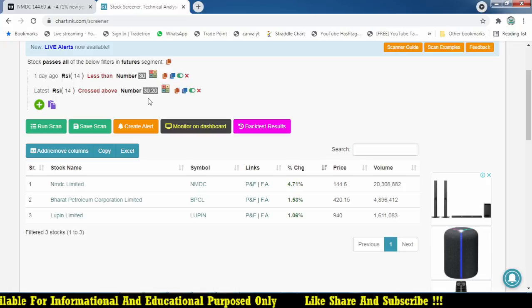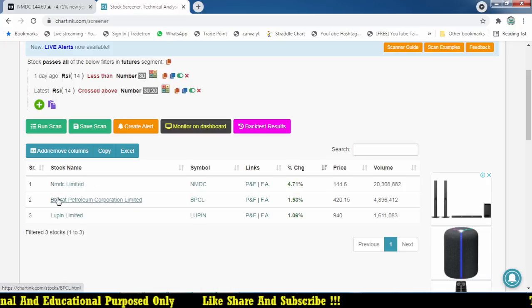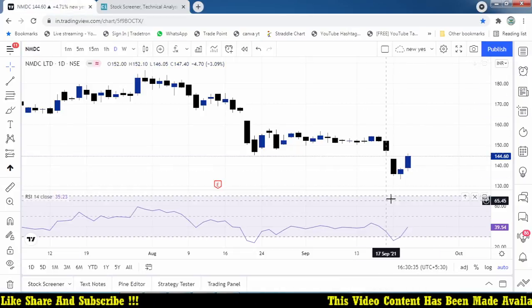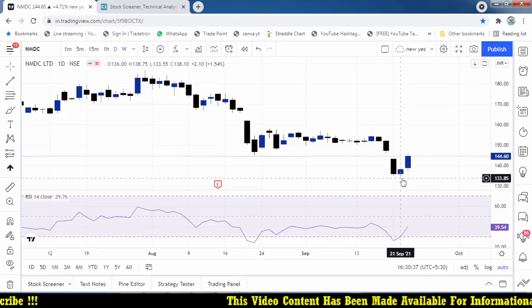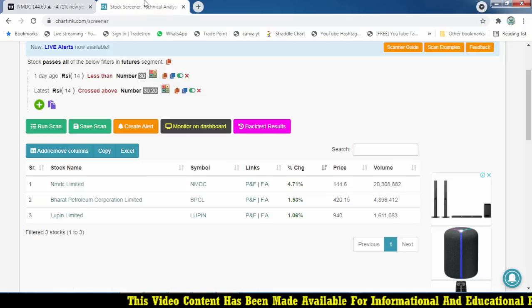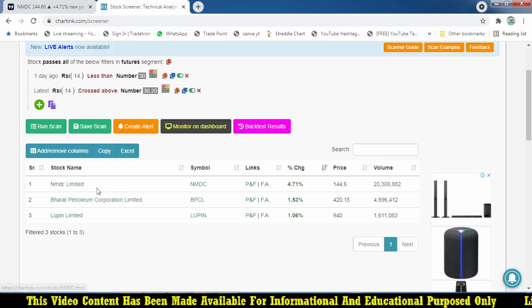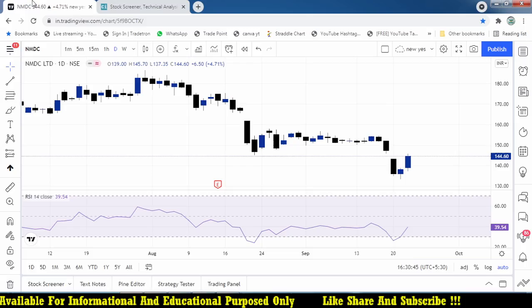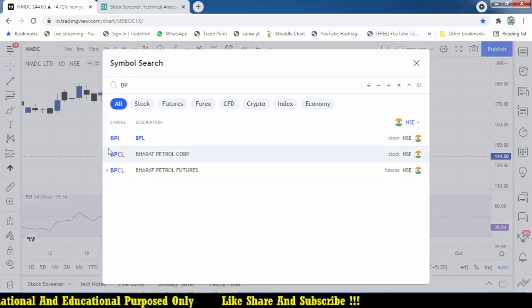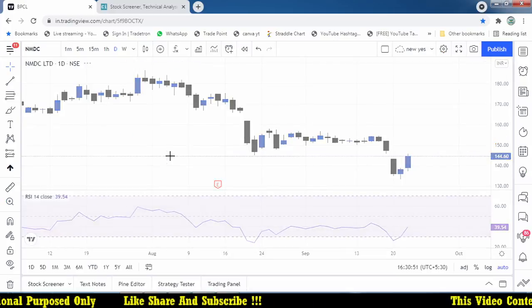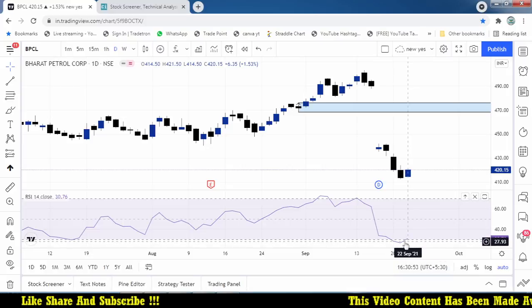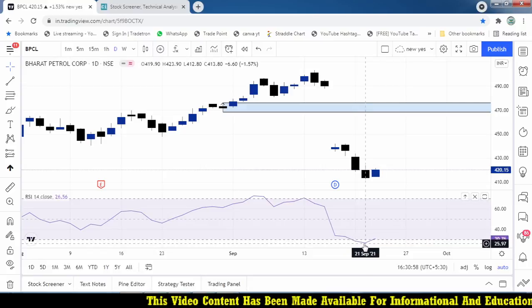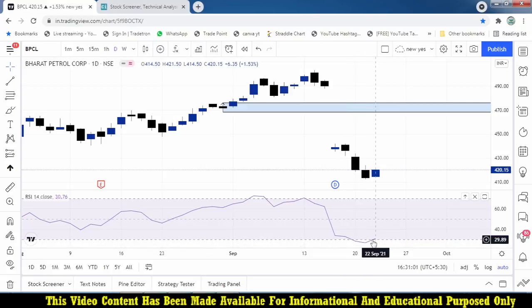Some stocks which crossed above today with RSI around 30.2: NMDC, BPCL, Lupin. So let's say NMDC, today it started moving higher. I think the day before, the 21st, and today NMDC started moving higher, and the second one is BPCL. BPCL is also crossing above today. Yesterday the level was below, and today only it started moving up.